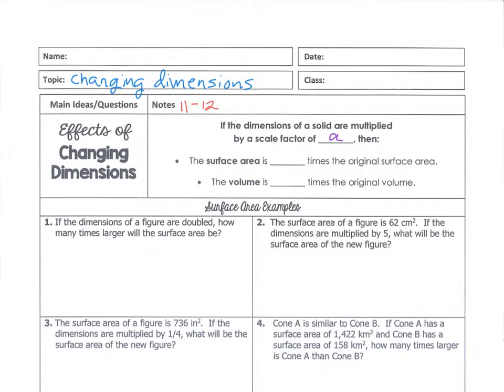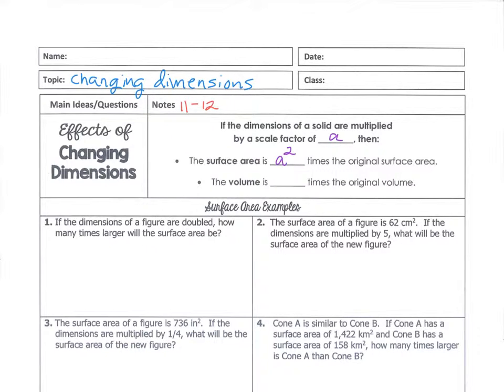Then what do you think the effect is going to be on the surface area, based upon what we did yesterday? Not 2a squared, right? Because surface area is squared, we're going to take that scale factor and square it. So if I multiply one dimension by 2, what's 2 squared? 4. Then the surface area is going to be 4 times larger for that new figure.